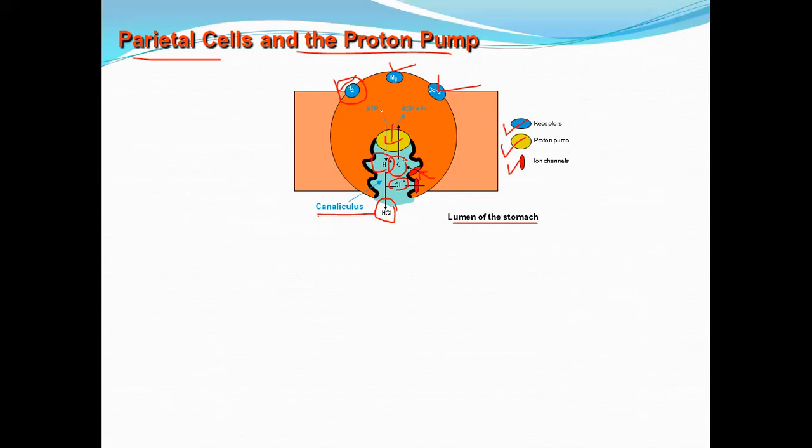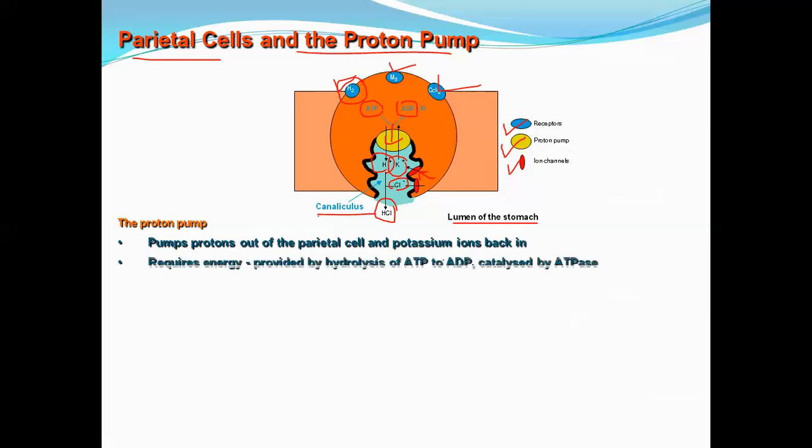In this proton pump, ATP is converted into ADP. The proton pump moves protons out of the parietal cells and potassium ions back in. So it requires energy provided by hydrolysis of ATP to ADP, catalyzed by the ATPase enzyme. So the proton pump is called the H plus K plus ATPase proton pump.